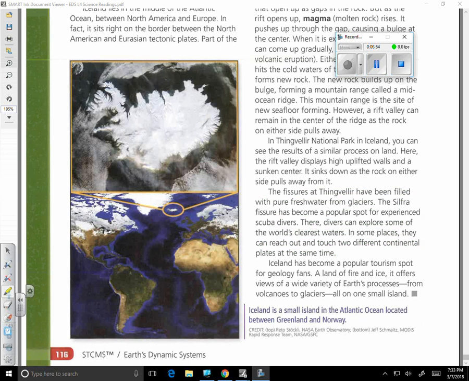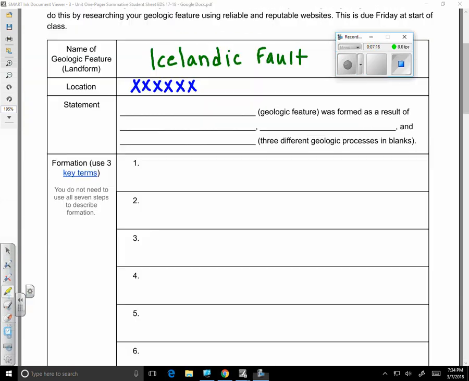Iceland has become a popular tourist spot for geologic fans. A land of fire and ice, it offers views of a wide variety of Earth's processes, from volcanoes to glaciers, all on one small island. So that was a lot of information. So let's skip the statement for a minute and go to how this was formed.